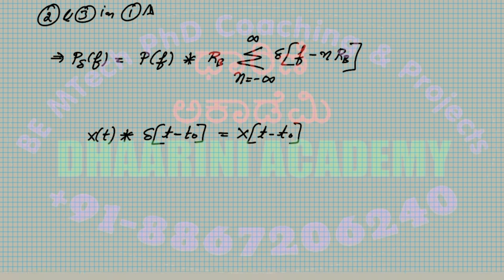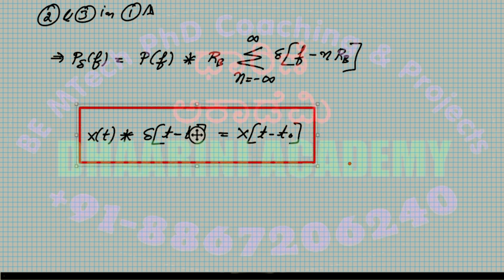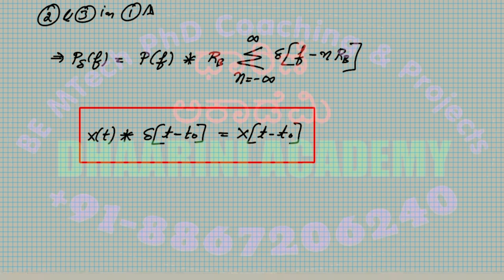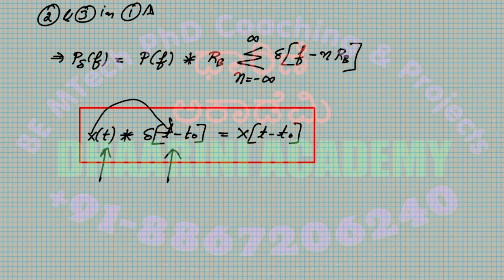This is a property I'm using. In the sense, if you convolve any function with the shifted delta function, the function itself gets shifted to the location of the delta function. That's all. So you see here, where is it located? The delta function is located at t minus t naught. Where is x located? X is located at a particular t. But when you convolve, the result is nothing but x getting shifted to this location, right? That's why it is like this. Do you remember something like this? We studied it in signals and systems. So I'm applying this now.